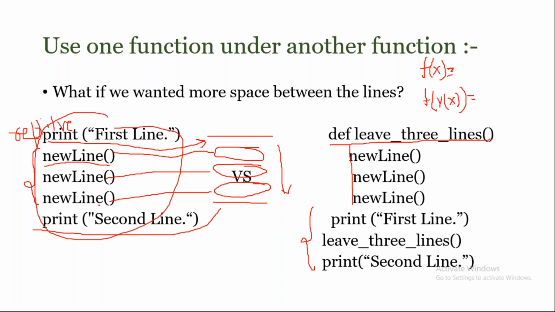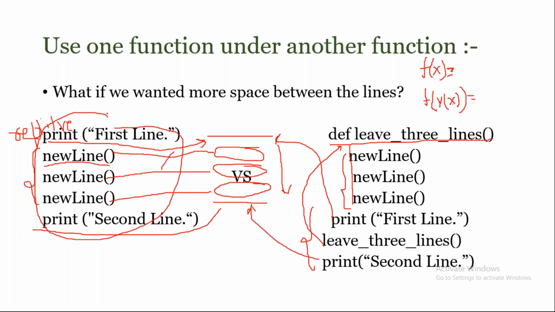So 1, 2, 3, 4, and 5. 5 lines got reduced into 3 lines. So I'll write my print first line, I'll write my leave 3 lines, and I'll write my print second line. What will happen? That first line will be printed. Leave 3 lines means this function will be used. This function is going to print 3 void lines to me. And at the end, second line will be printed, right?